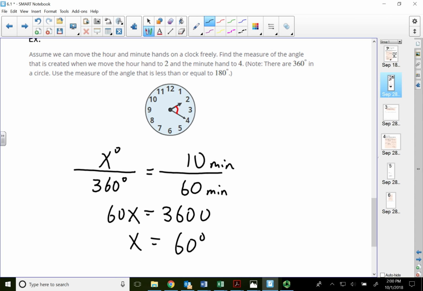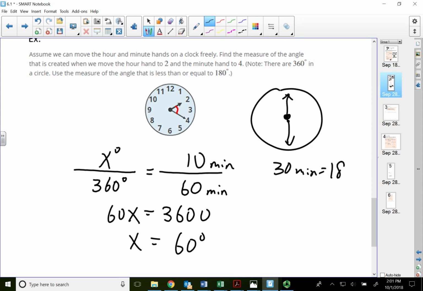So it kind of makes sense, because the hands are pointing at 12 and 6. That's actually 30 minutes, which is half of a circle, right? 30 minutes is half an hour. So this straight line forms what? It's actually occupying half a circle. So that's the reason why 30 minutes is equivalent to 180 degrees.